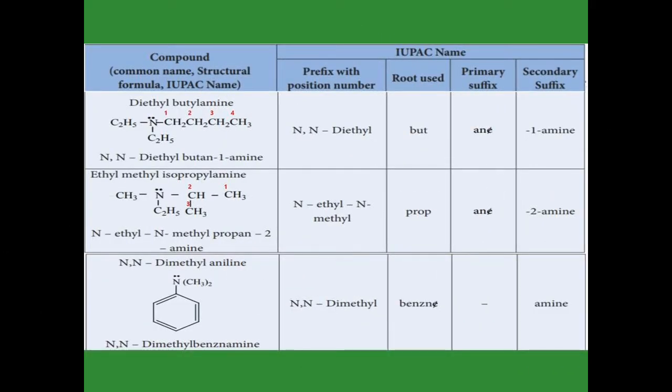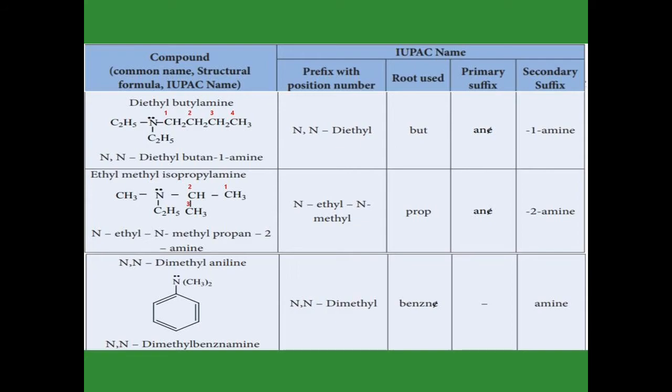In this first one, it contains 2 ethyl and another side 4 carbon, which means butyl. So diethyl butyl amine is the common name. First, we are going to see the IUPAC name. I put the red color.